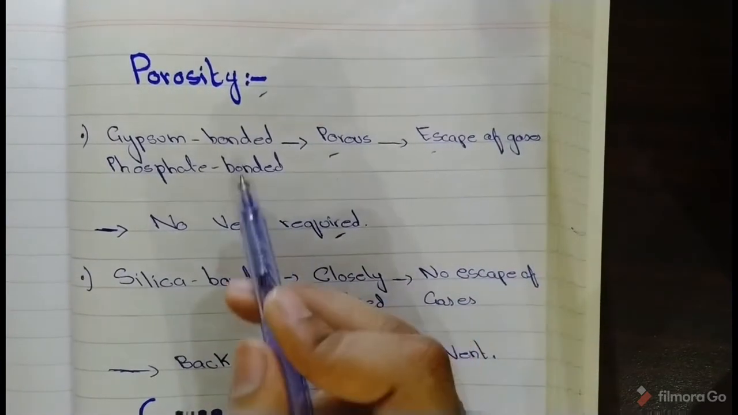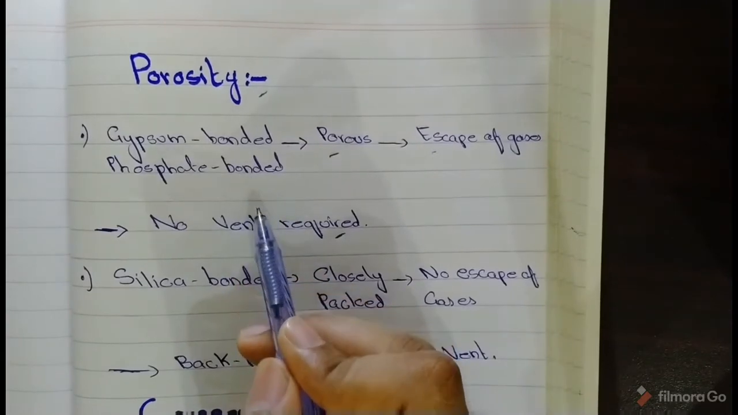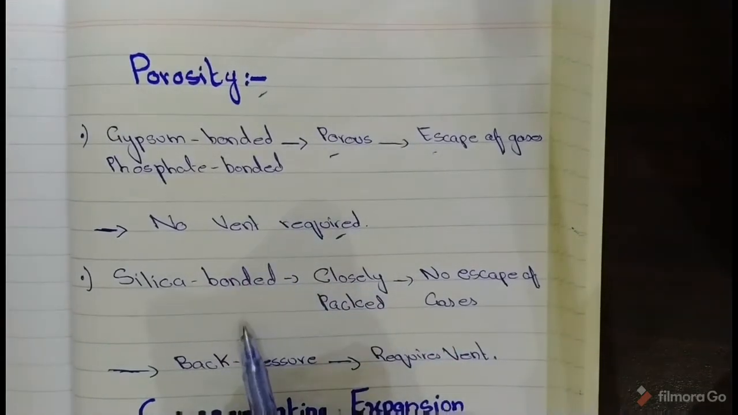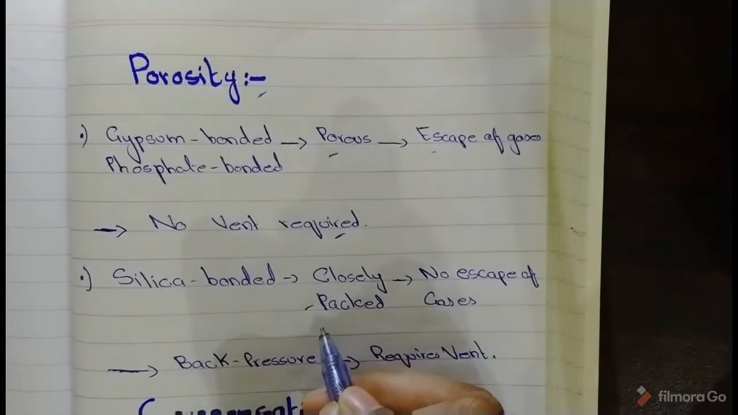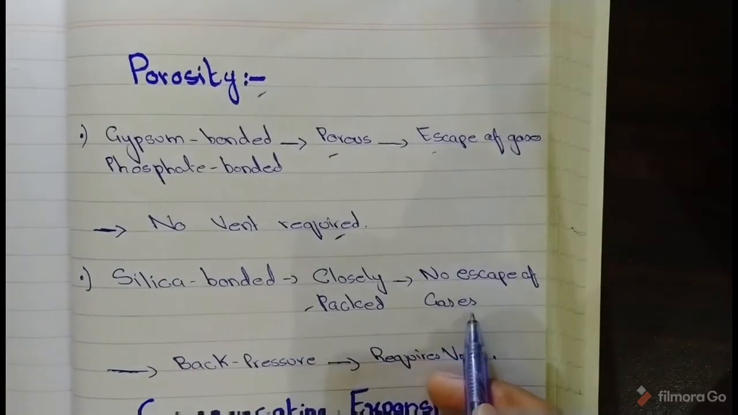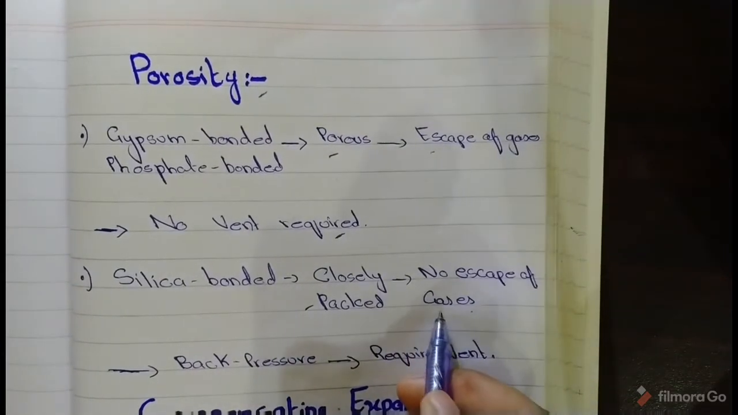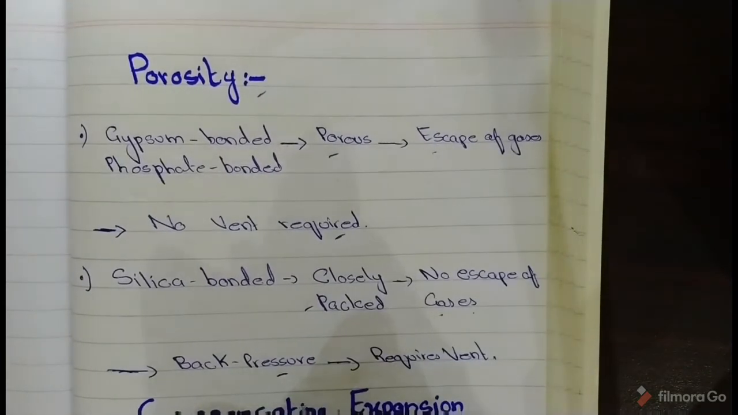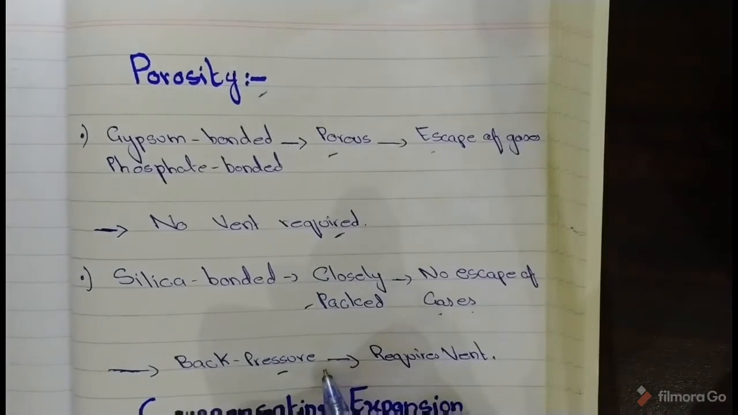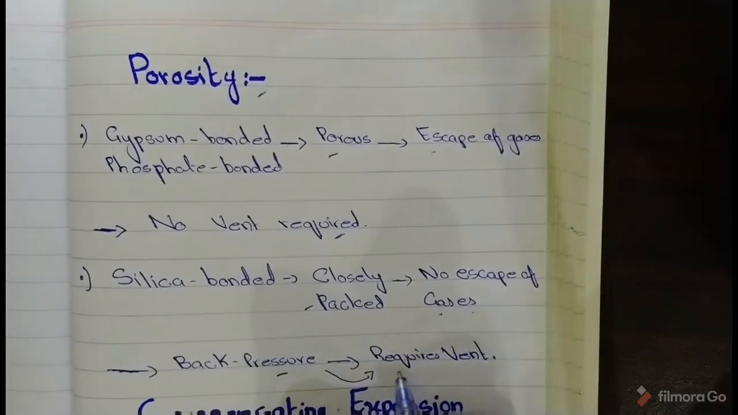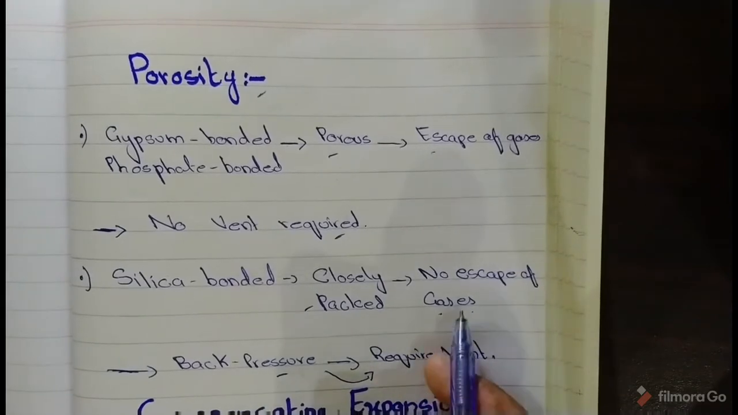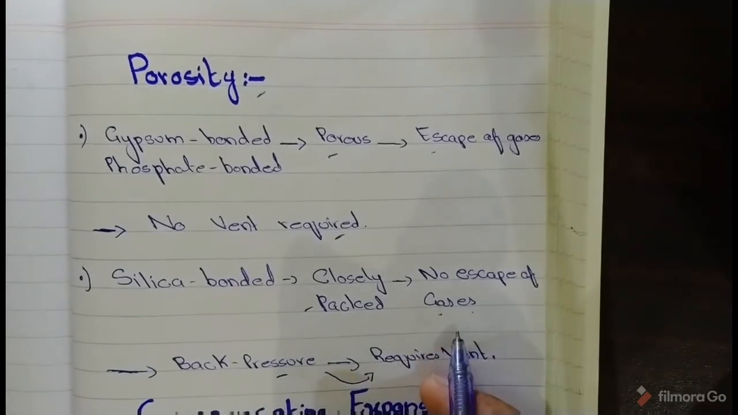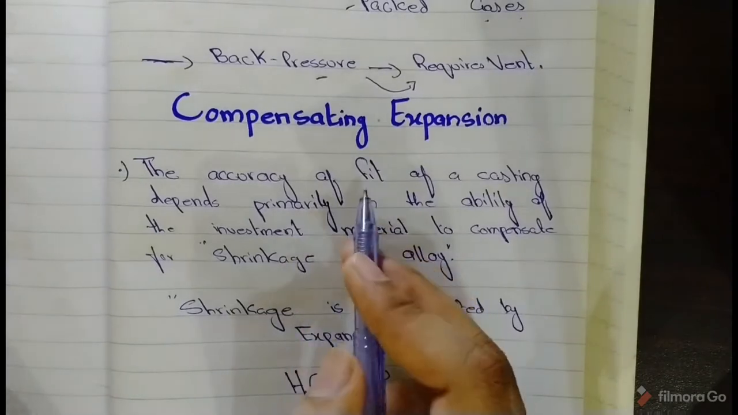In comparison to gypsum bonded and phosphate bonded materials, silica bonded materials are closely packed, so there is no escape of gases, and due to this, back pressure builds up in the mold. This problem can be resolved through the use of a vent so that the escape of gases can occur. Now the compensating expansion.